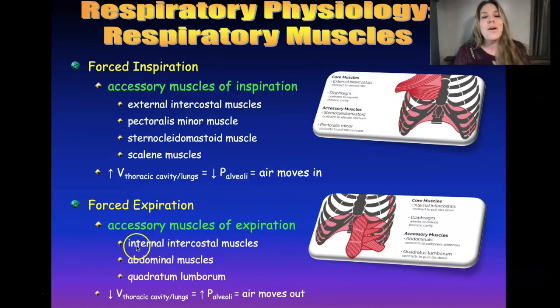We're going to need the help of the internal intercostal muscles plus the abdominal muscles. So that's our rectus abdominis muscle, our obliques, right? Your external and internal obliques and transverse abdominis, and the quadratus lumborum. So some of those back muscles. So those guys working together are going to greatly decrease the volume of the thoracic cavity and lungs and greatly increase the pressure of the air in the alveoli, forcing that air out.